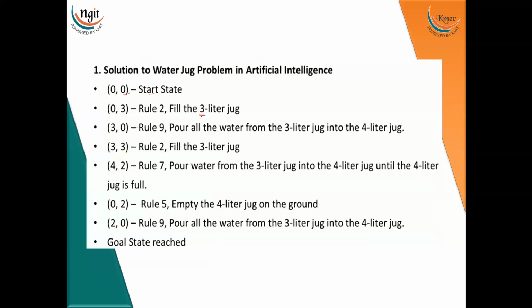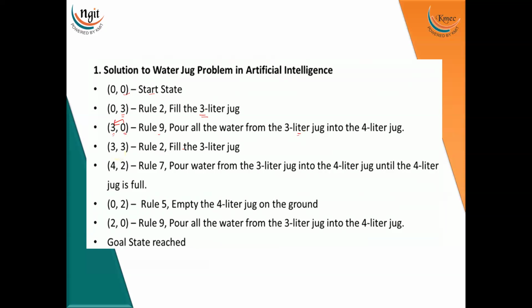Rule 2, fill the 3-liter jug. Now it becomes 0, comma 3. And rule 9, pour all water from the 3-liter jug into the 4-liter jug. Yes, we pour all these 3 liters into the 4-liter jug. Now it becomes 3, comma 0.